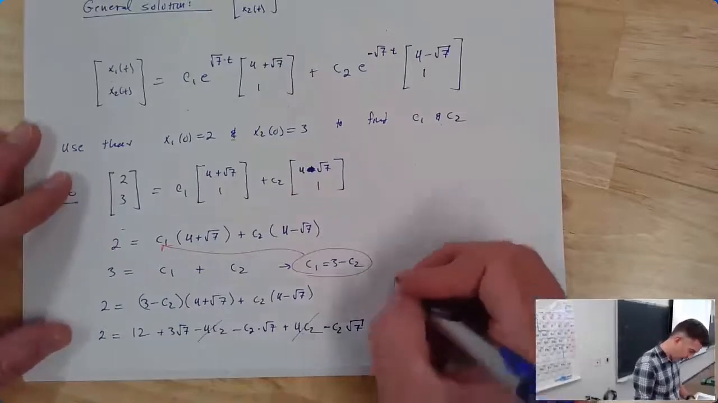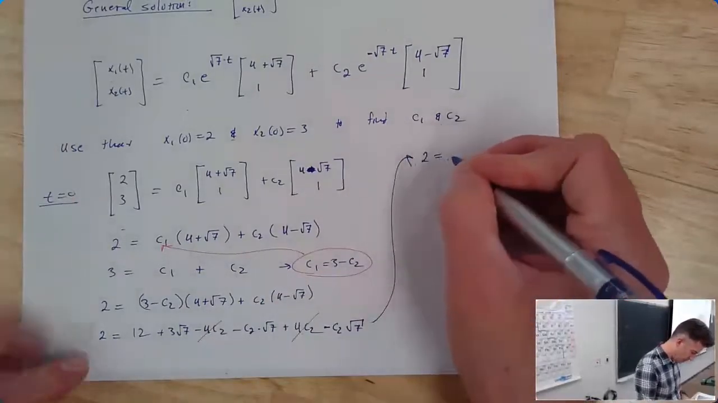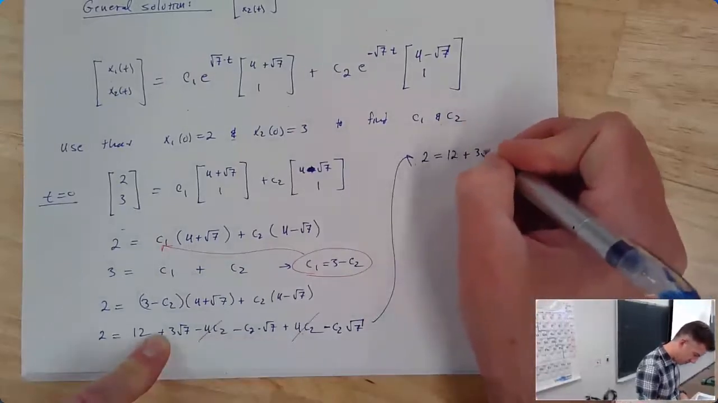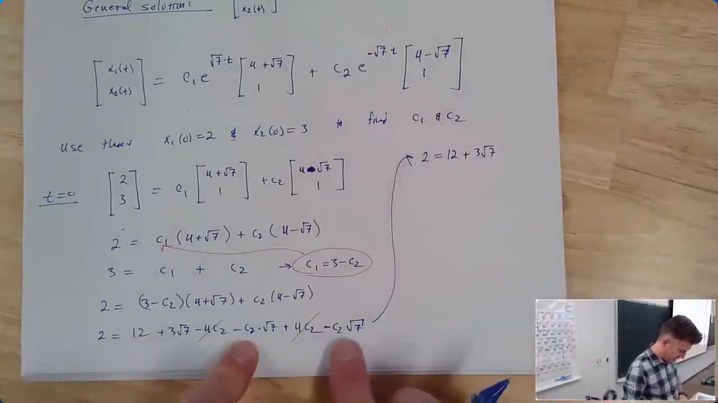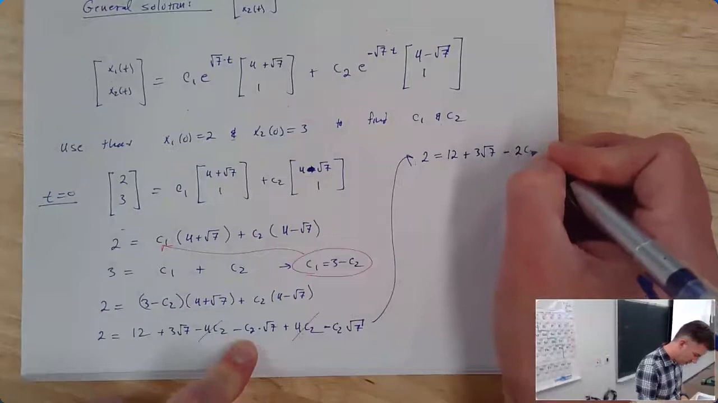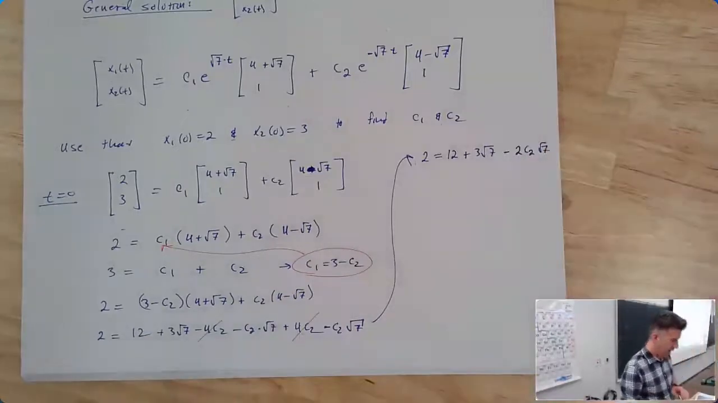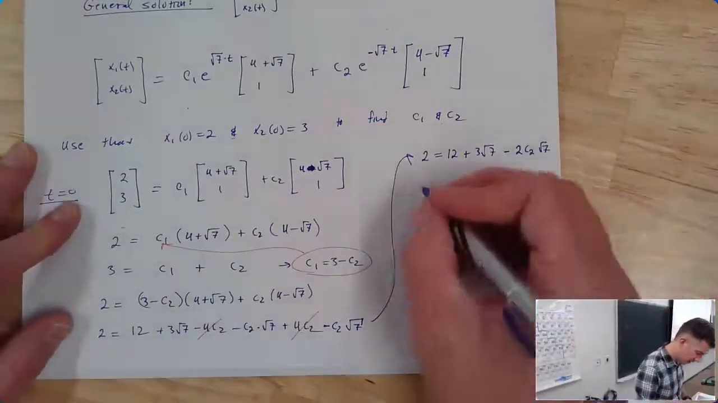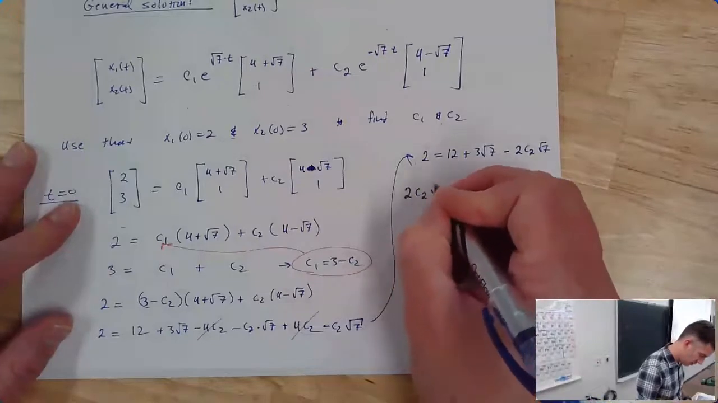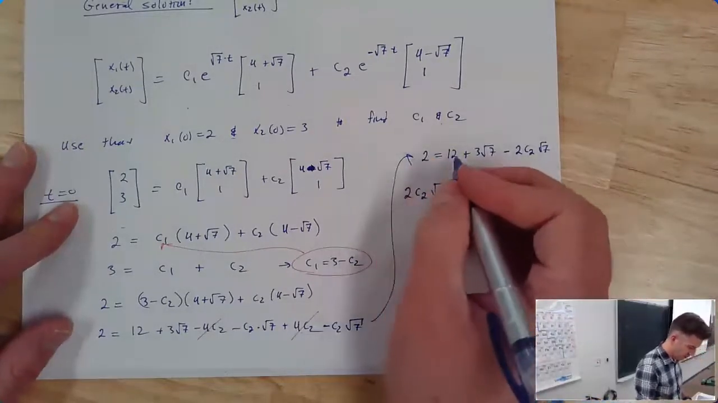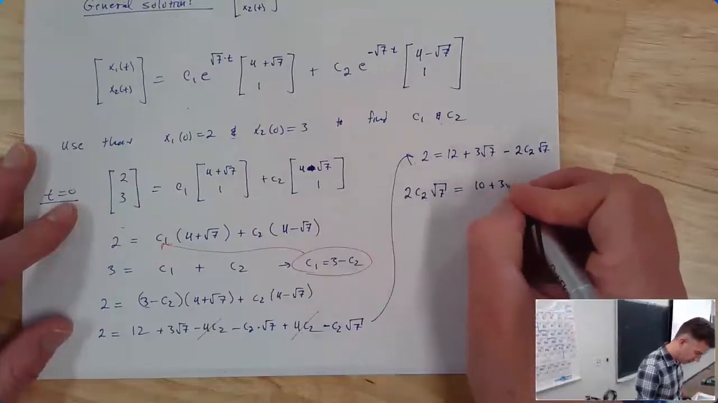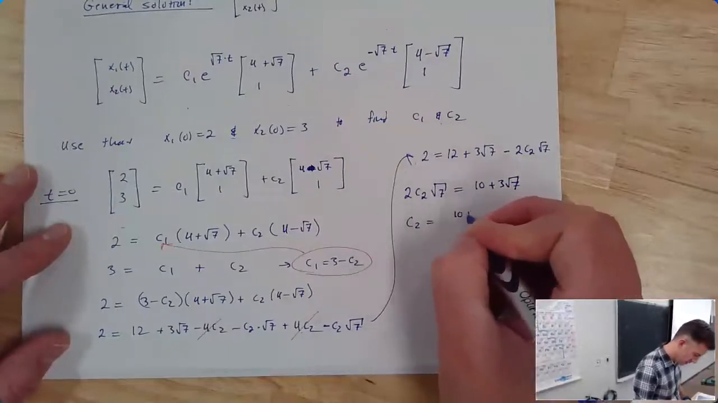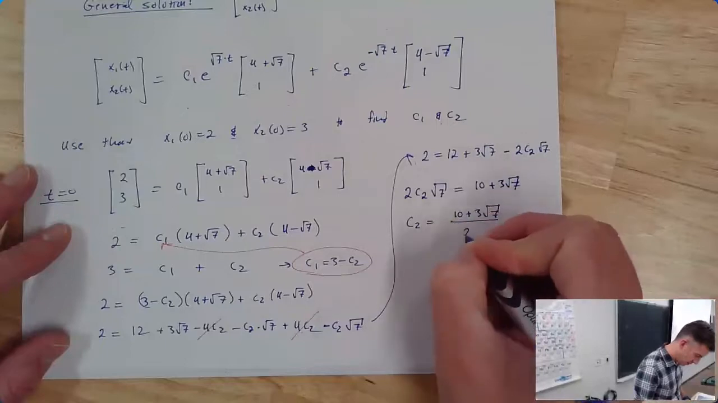And then I'm left with a 2 on the left equals 12 plus 3 root 7. And then I've got a minus c2 root 7 minus c2 root 7, so a minus 2c2 root 7. I'd probably bring that over to the left just because it's negative and I want to make it positive, but it doesn't really matter. So bring that to the left and you've got 2c2 root 7 equal to, bring the 2 to the right, so 12 minus 2 is 10 plus 3 root 7. Finally, divide by 2 root 7, so c2 equals (10 plus 3 root 7) divided by 2 root 7.